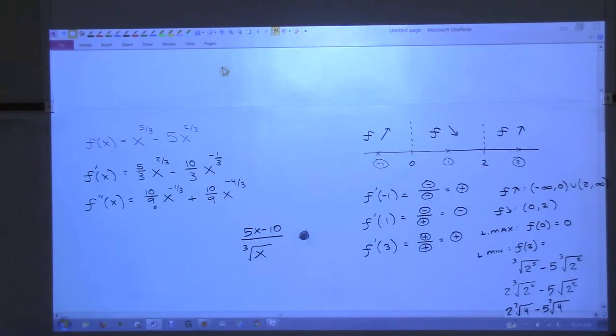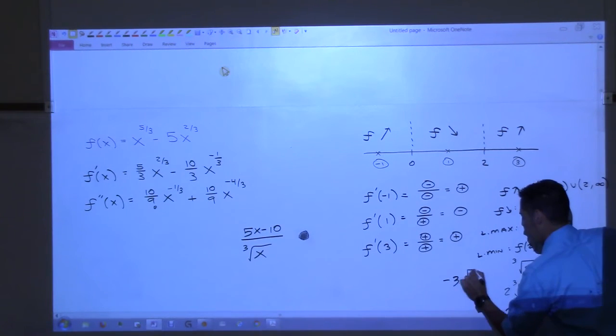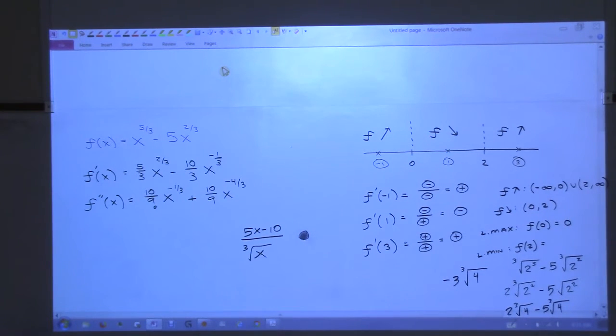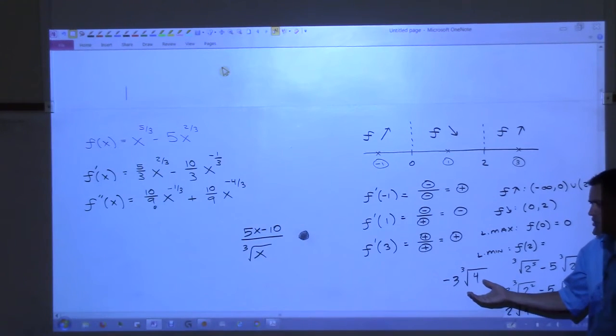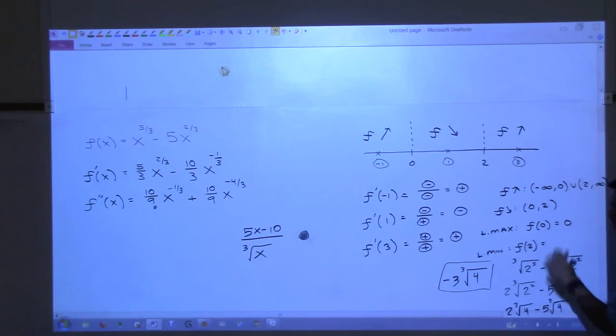So I could say it's negative 3 cube roots of 4. Or get my calculator out and get the decimal. Understand? Sure? This is the minimum value, whatever it is. Okay, we are done with that part.